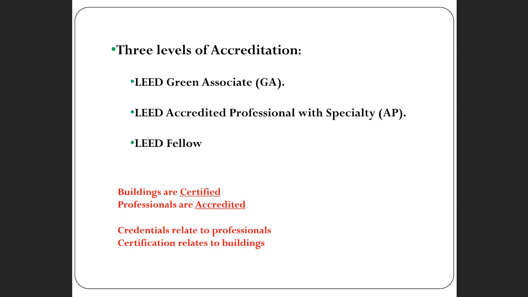So we talked about just a few minutes ago the 3 different levels of accreditation: LEED Green Associate, accredited professional. The highest level, the pinnacle, will be a LEED Fellow. Buildings are certified, professionals are accredited. Credentials relate to professionals, right? We're professionals. We aspire to be professionals, right? That's maybe part of the reason why you're here at Triton. Certification relates to or has to do with buildings.